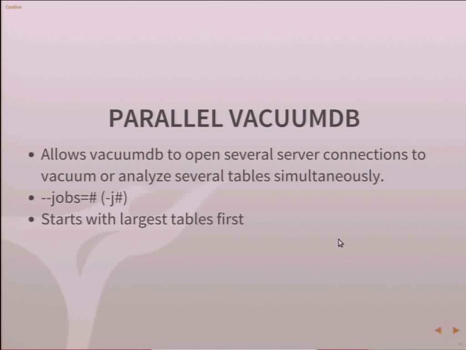The vacuumdb binary command. This isn't like the vacuum command in the database. This is the binary command outside the database. Now it has a jobs option, and it'll make multiple connections to the database to try to speed up your vacuums and analyzes. And very handily, it starts with the largest table and goes down from there. So just be careful about using up all your connections and overwhelming your I/O. But it's a very handy feature.